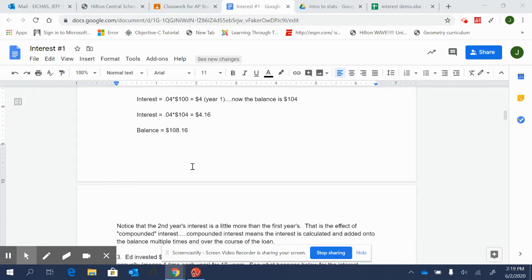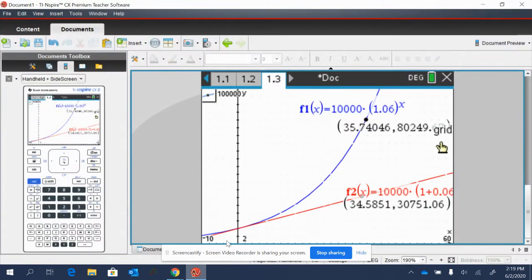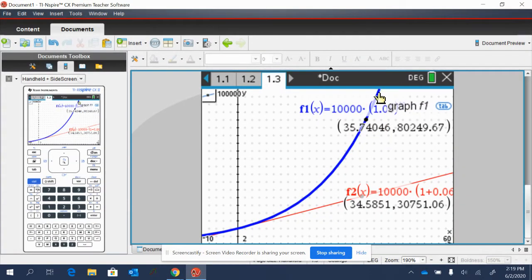Basically, to shortcut this, what I'm trying to teach you is that compounded interest will be an exponential function. Okay, so I'm going to click over to my graph here. What I want to show you here is a bigger example. This is an example I created for you guys so that you could see it.